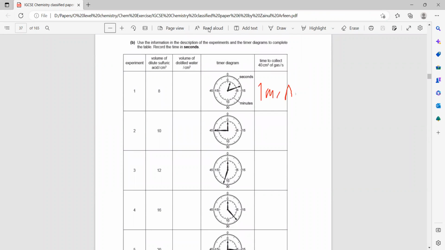For volume and time, the time should be in seconds. As I mentioned here, it should be in seconds. You cannot write in minutes. So the first experiment, the volume of distilled water which was added, it was 12, because the total volume is 20 for the solution. That's why it was 12.